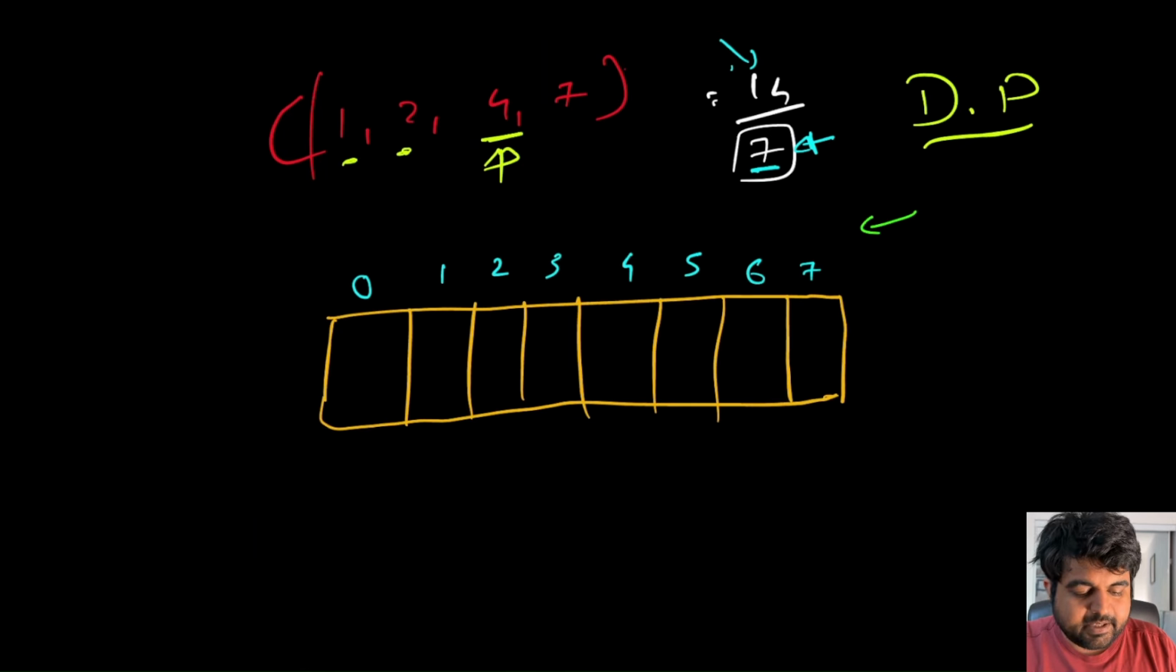We can create a partition array like this. Now initially all of the values are going to be false because we cannot create any single partition so far, because we haven't checked any of the values except value 0.